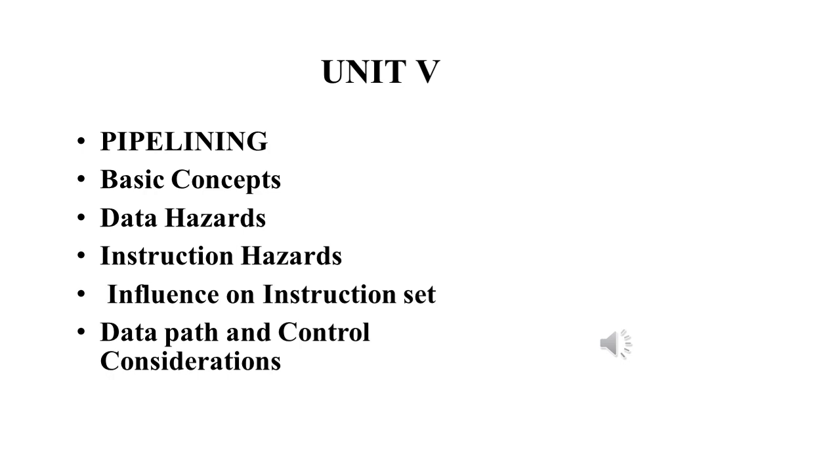The next topic is pipeline hazard. Hazards are situations that prevent the next instruction in the pipeline from executing during its designated clock cycle. Totally 3 types are there: data hazard, control hazard and structural hazard. Data hazard occurs due to dependency on a previous instruction's result. Control hazard is caused by branch or jump instructions. Structural hazard occurs on resource conflicts.